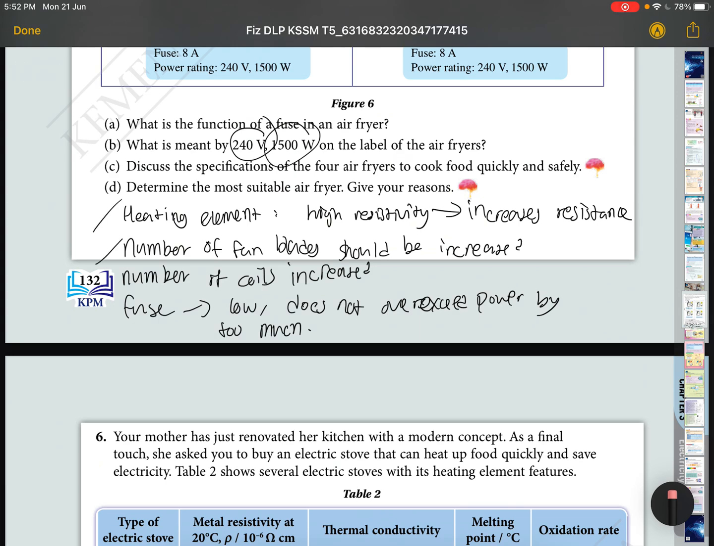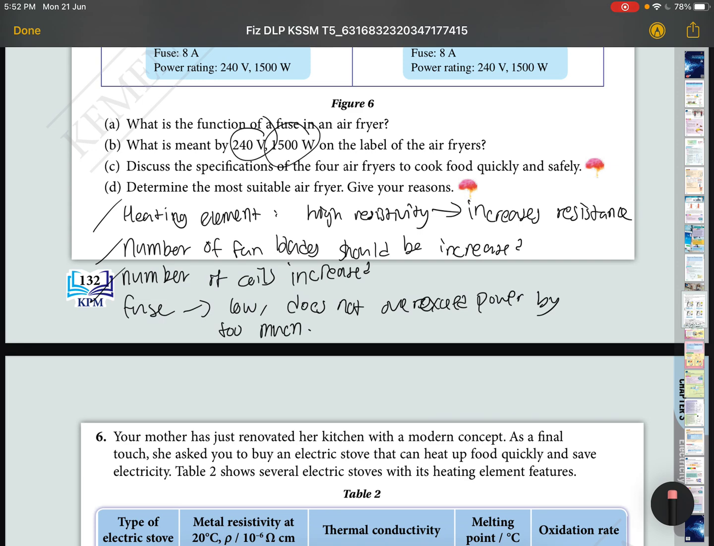Number 2 is the number of fan blades. Why do you need a larger number of fan blades? This is because the more fan blades there are, the faster heat is dispersed towards the food. The air fryer is used to heat up food, and the more fan blades there are, the more heat is released to go onto the food. So it makes it more efficient.